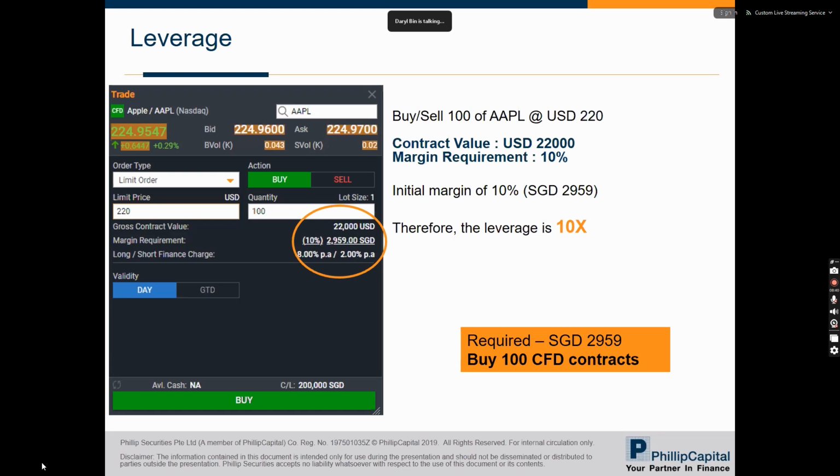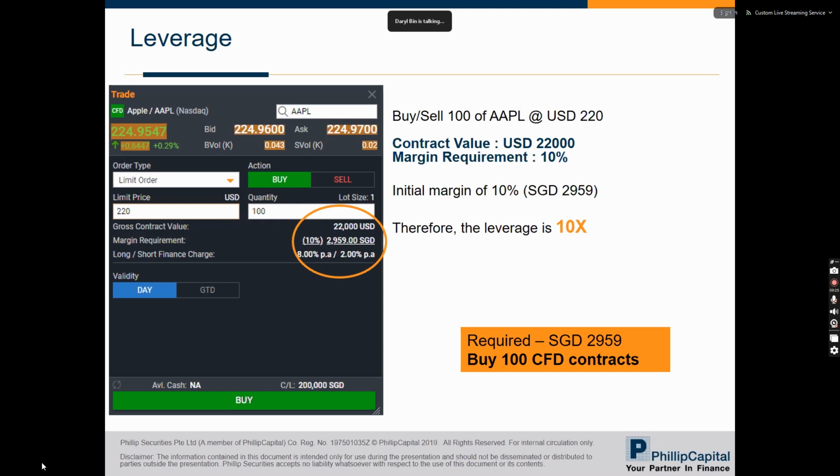So if you have used our platform before, you probably recognize this. If you have not, then I'll show you based on our platform. Using Apple as an example, let's say we want to long 100 Apple at 220. When you launch an order ticket, you'll be able to see the gross contract value, margin requirement, and long short financing charges. Over here, we can see that the margin required is 10%, which also means that in order for us to hold 100 Apple contracts, we need around 2.9K Singapore dollars of margin to purchase the contract that is worth around $22,000.